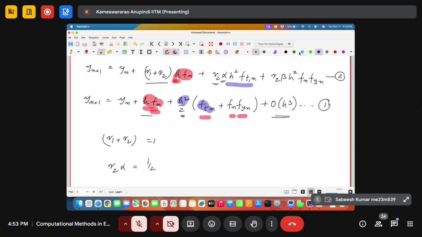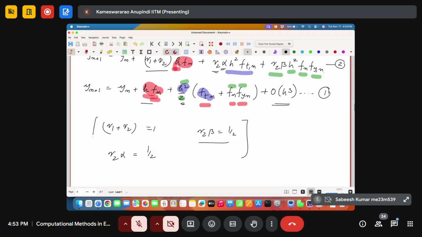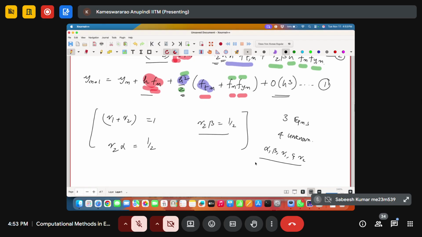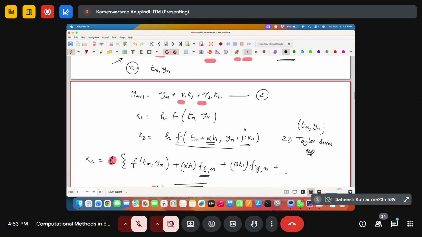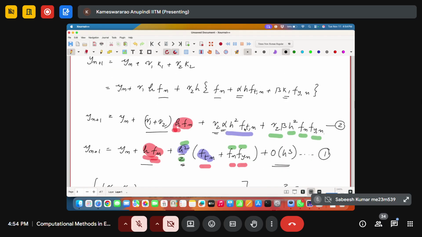Then the third term is h square f_n f_y n. H square is outside, f_n f_y n. So again, gamma 2 beta equals 1 by 2, right? So I have gamma 2 beta equals 1 by 2, okay? So I have 3 equations and 4 unknowns, right? My unknowns are alpha, beta, gamma 1 and gamma 2. So I need to solve for this somehow and then fix my values so that I can go back and design my second order accurate method, right?